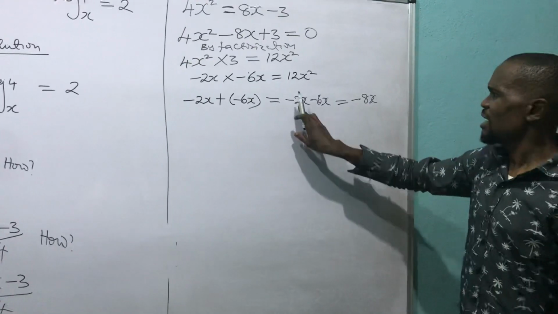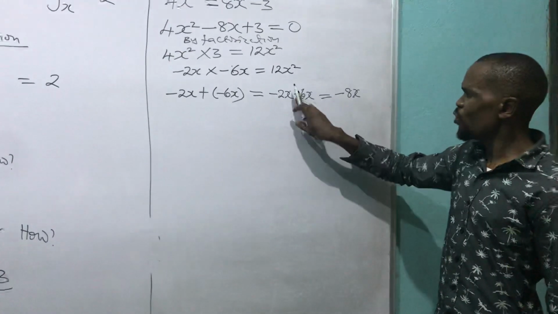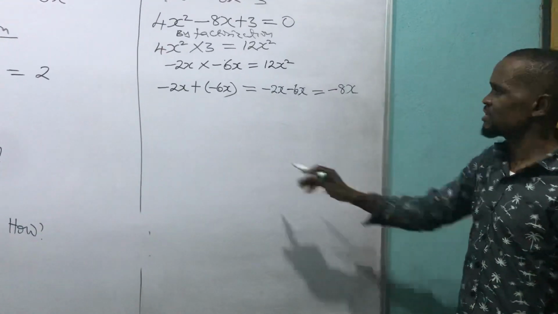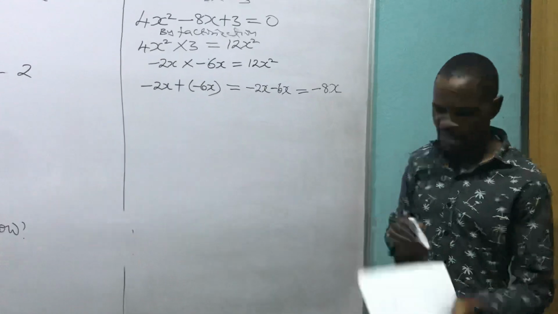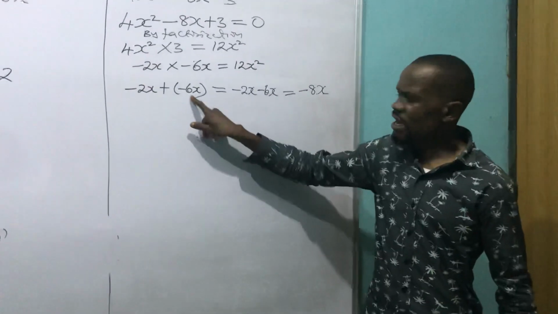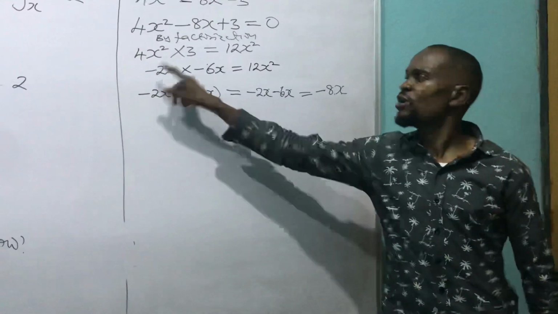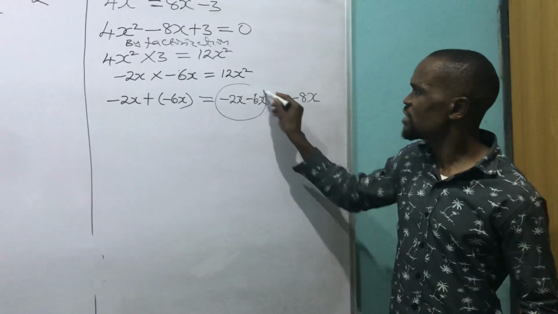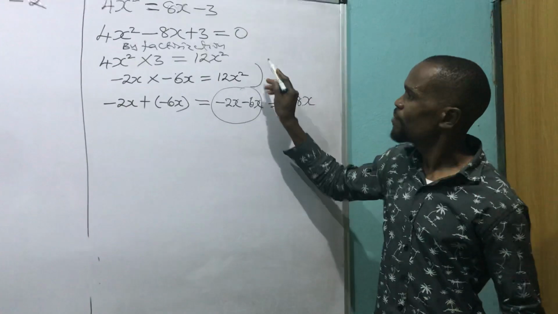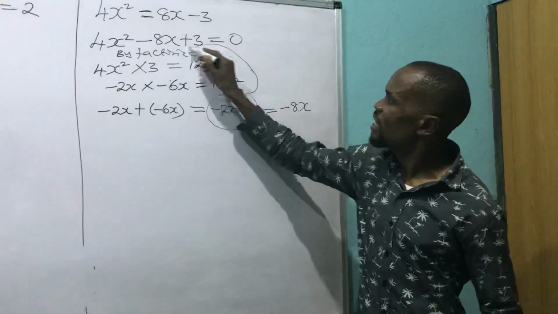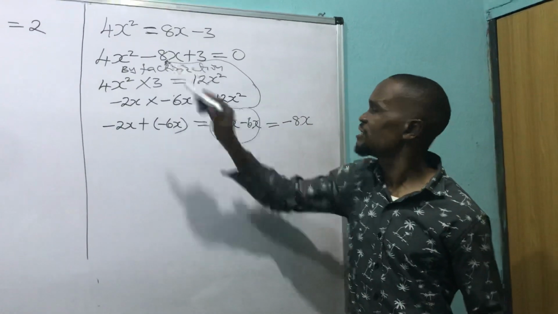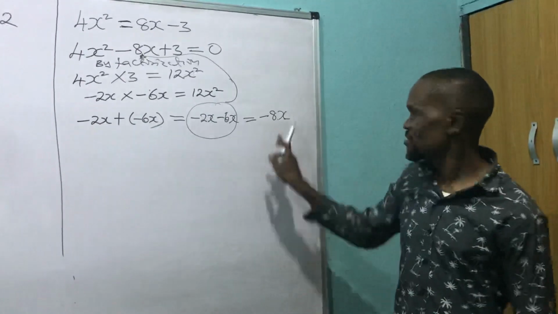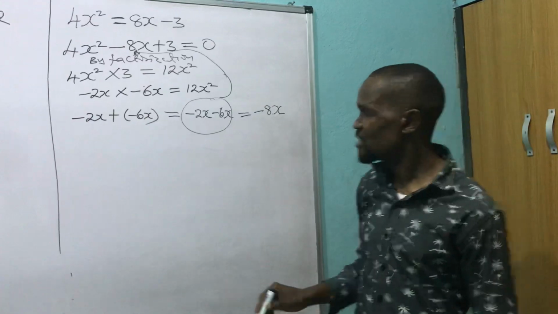What does this mean? I'm owing 2x, I'm owing another 6x. Total of what I'm owing is 8x. That's what I'm owing 2x, I'm owing again 6x. Total of what I'm owing is 8x. And this means that I can use this to replace minus 8x in this equation. Look at it. I can use this to replace it over that equation.